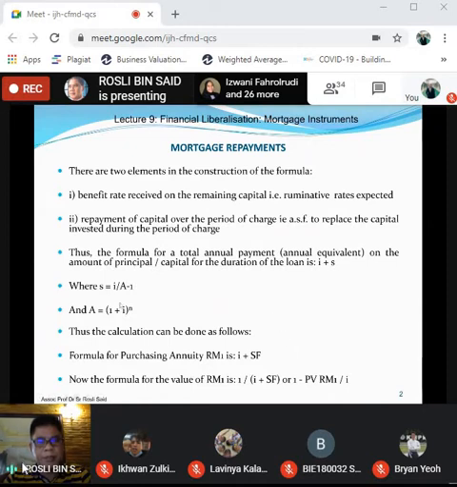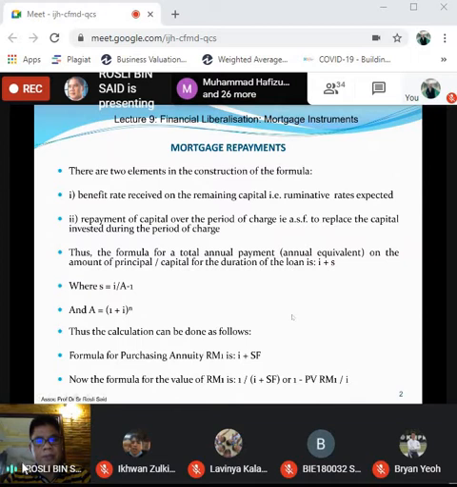So the calculation is basically based on the formula for the purchase of an annuity of 1 ringgit, which is I plus sinking fund, or I plus S, like given here. So I plus sinking fund. The formula for the value of 1 ringgit is 1 divided by I plus sinking fund, or I minus PB of 1 ringgit divided by I.